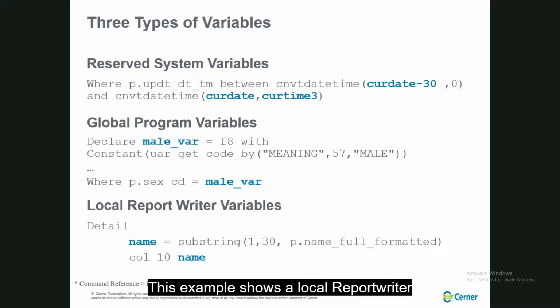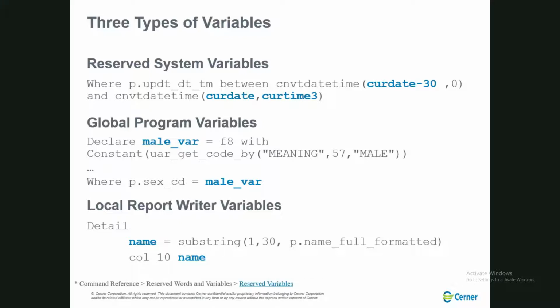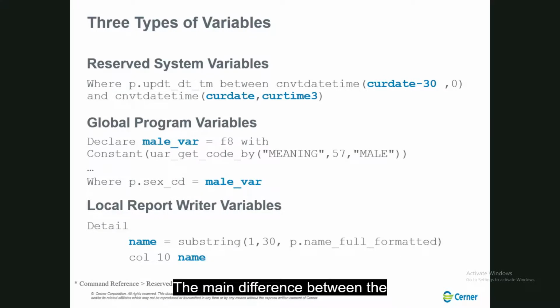This example shows a local report writer variable being populated with the first 30 characters of the name full formatted field. The value of that variable is then displayed in column 10. The main difference between the local report writer variables and the global program variables is their lifespans. The global variables are known throughout the entire life of the program, while the local variables are only known in the report writer sections of the select command. Once processing has left the foot report section, the variable is no longer known.